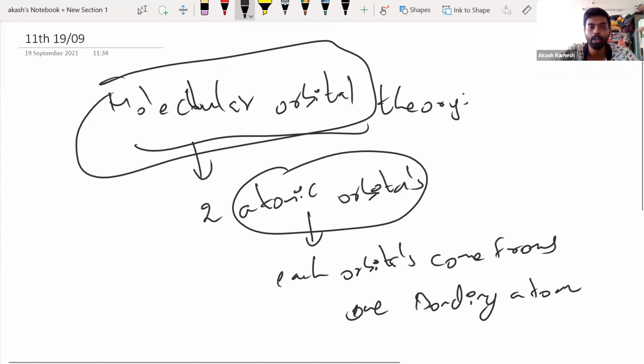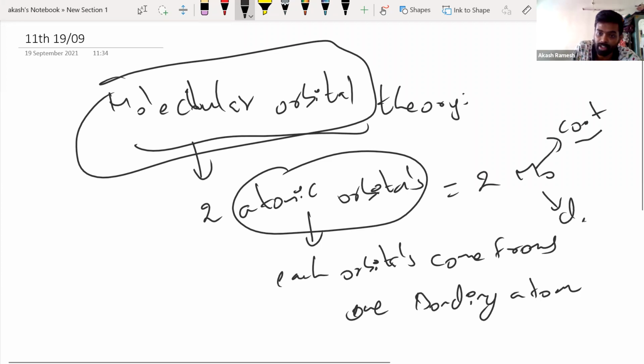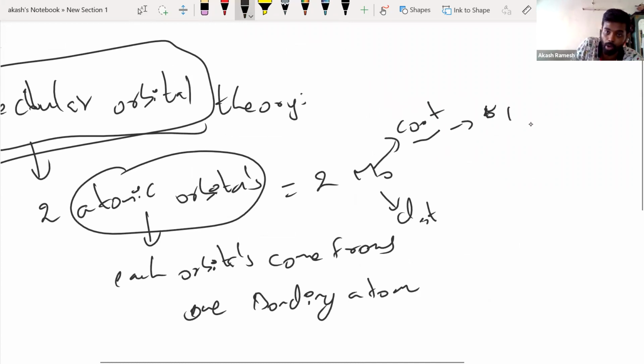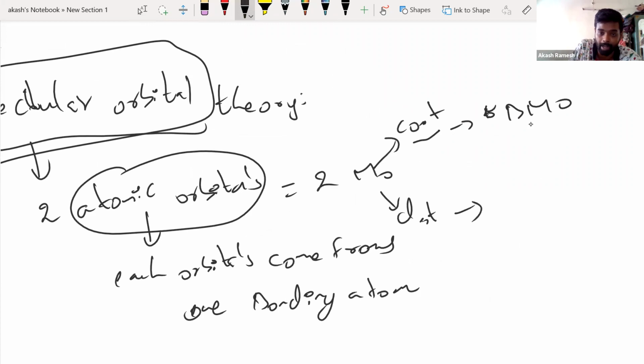So if there are two hydrogen atoms, two s orbitals will combine to form two molecular orbitals, right? So two atomic orbitals combine to form two MOs. One of them will be due to constructive interference, and the other one will be due to destructive interference. Whenever constructive interference happens, that is called a bonding molecular orbital, and whenever destructive interference happens, we call them anti-bonding molecular orbitals.